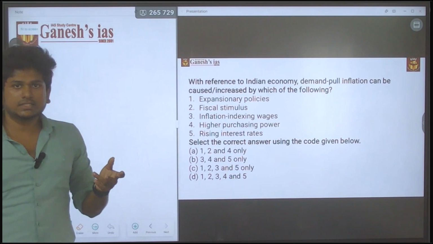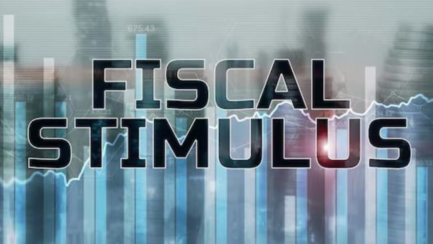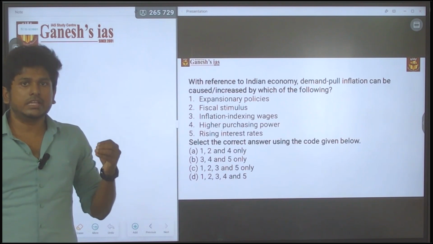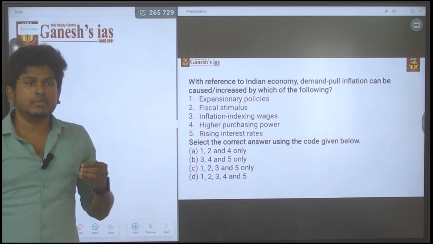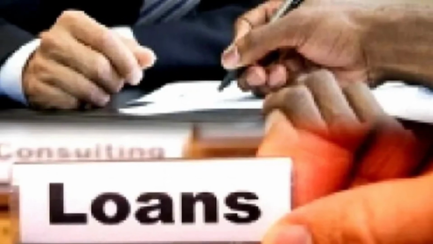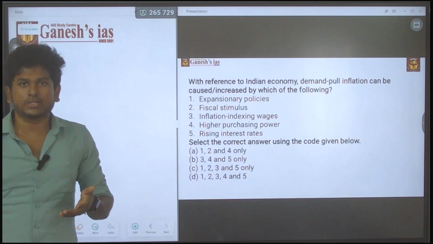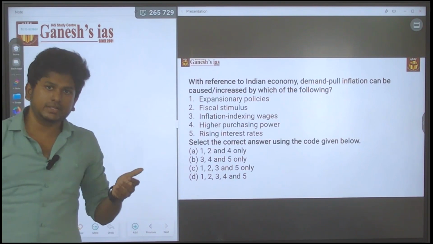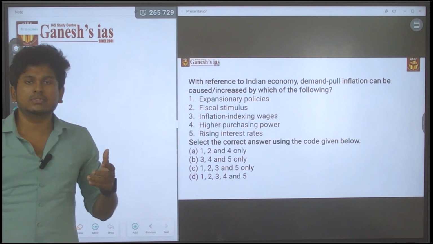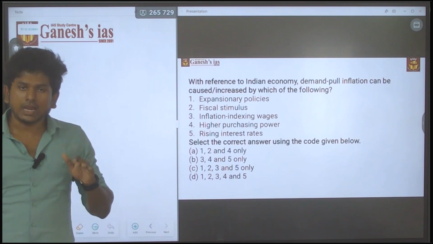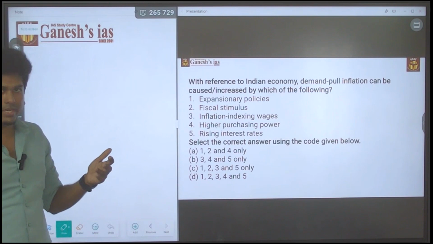Next, fiscal stimulus. Fiscal stimulus is nothing but another word for expansionary policy. They are inducing the market. They are providing certain subsidies or certain loans to institutions of the economy to increase their production. When production increases, the people employed in that institution also increase, so they have a lot more money and will spend a lot more in the economy. That again increases demand pull inflation. So 1 and 2 are correct.